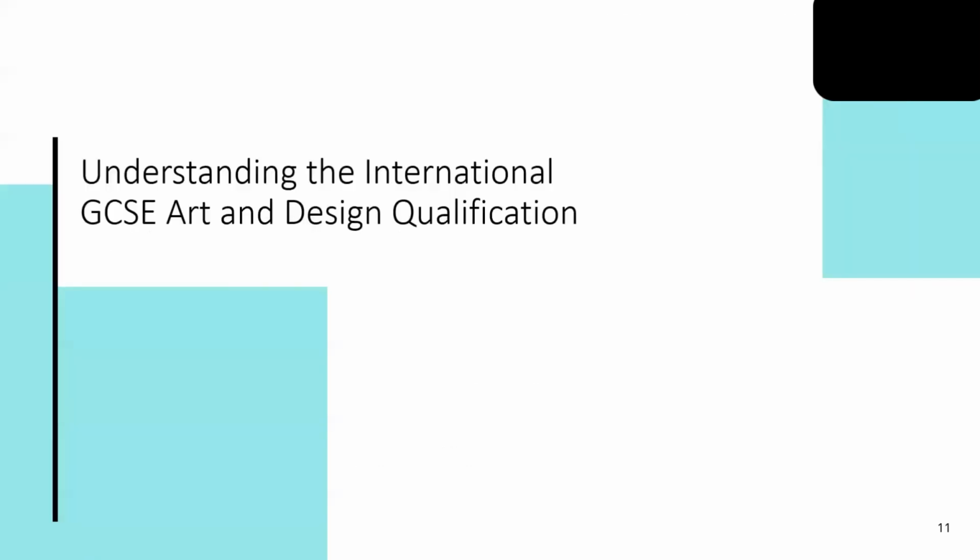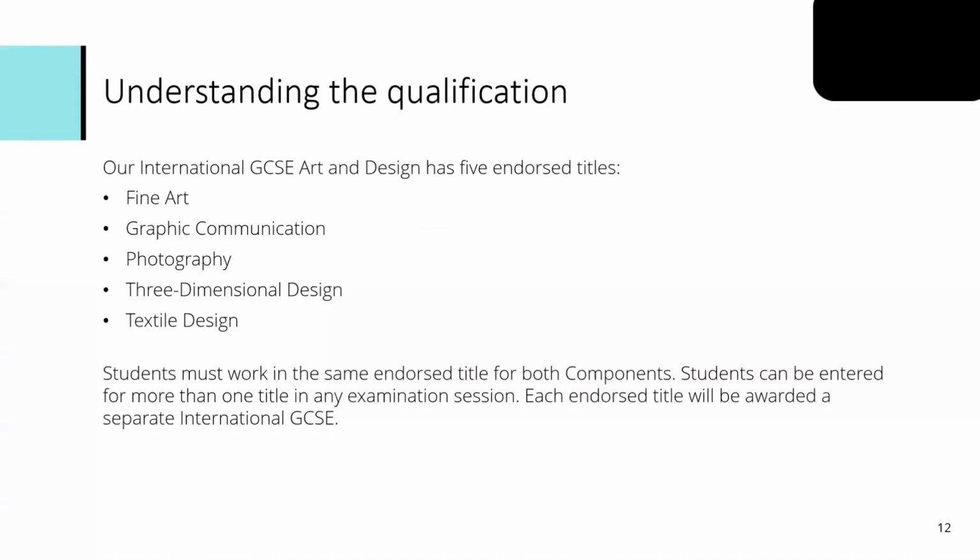Now we'll go on to understanding the International GCSE Art and Design qualification. During this section, we will take a closer look at each of the 5 endorsed titles: Fine Art, Graphic Communication, Photography, Three-Dimensional Design, and Textile Design.